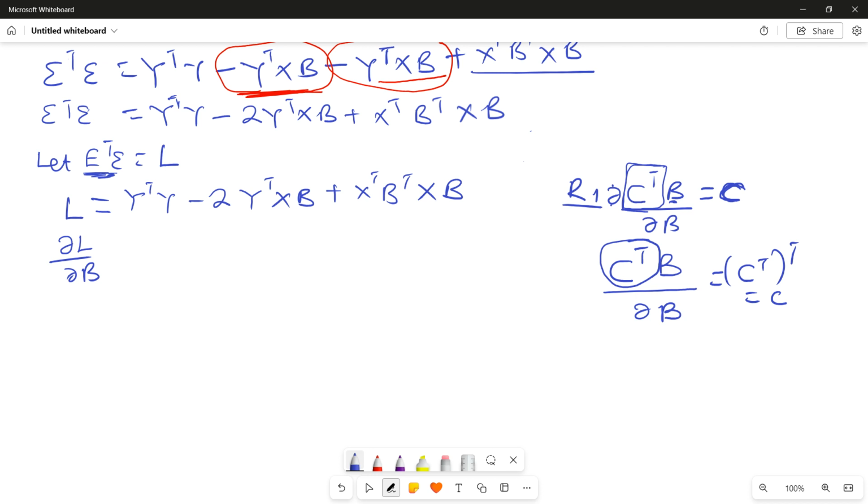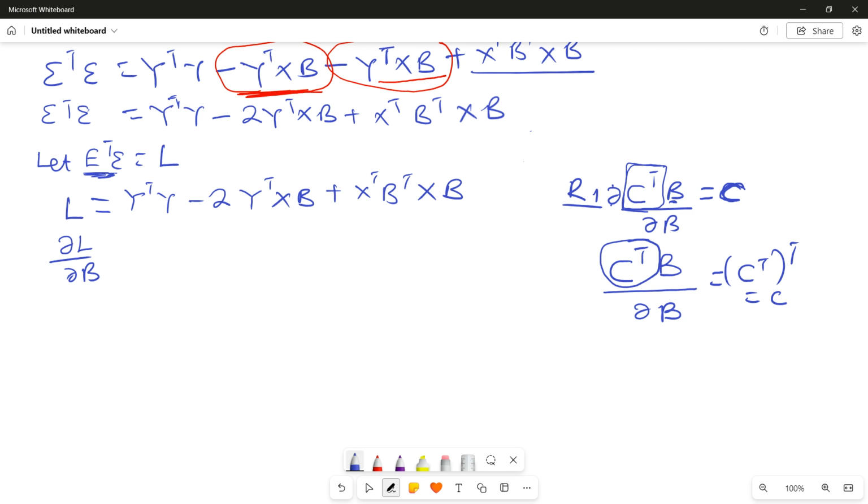We want to use this and do the differentiation for this L here. Okay, for this L here. So that's the first rule of differentiation of vectors.